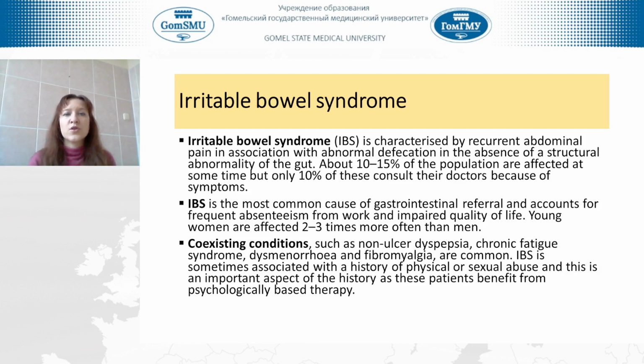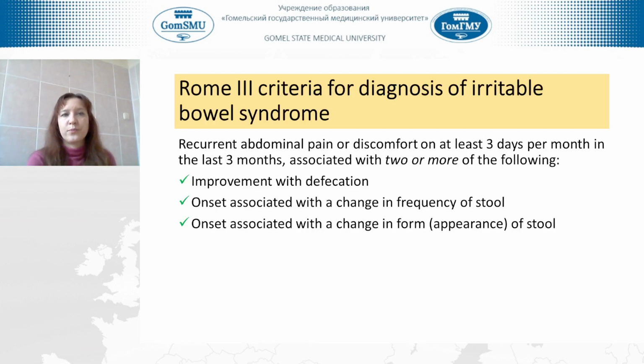Coexisting conditions such as non-ulcer dyspepsia, chronic fatigue syndrome, dysmenorrhea, and fibromyalgia are common. IBS is sometimes associated with a history of physical or sexual abuse, and it is an important aspect of the history, as those patients may benefit from psychological-based therapy.